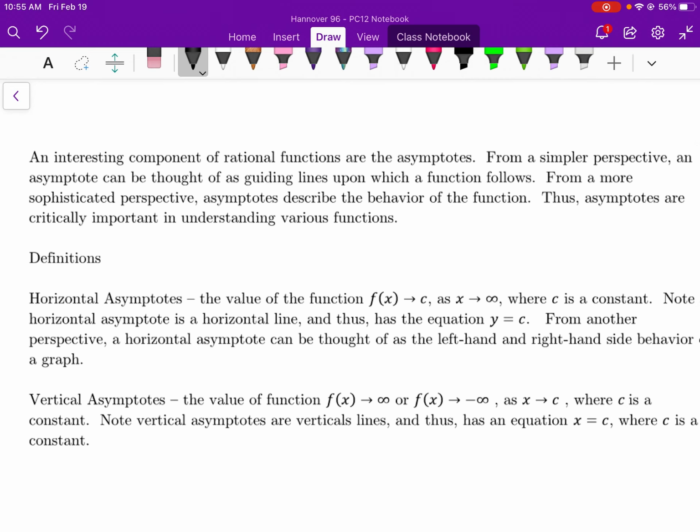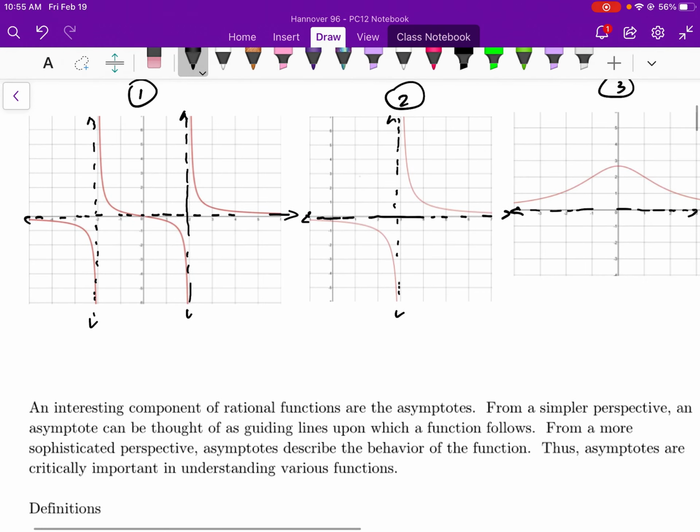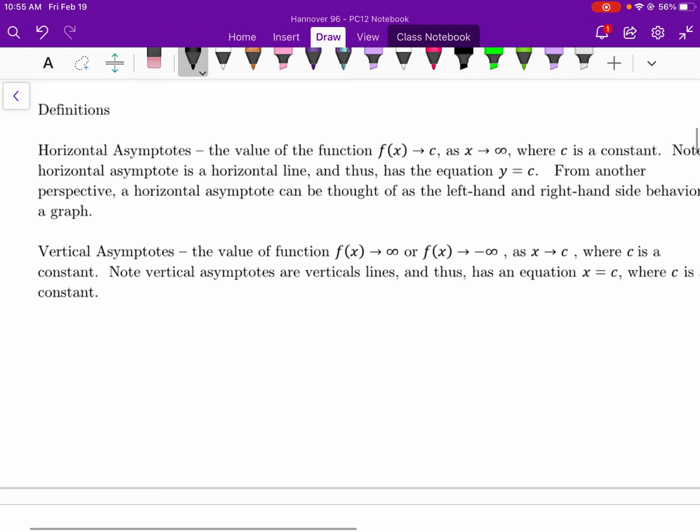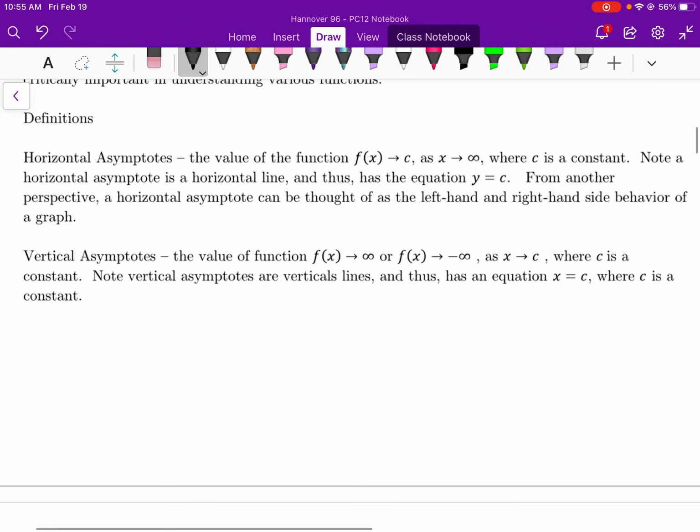An interesting component of rational functions are asymptotes. From a simpler perspective, an asymptote, what we've seen above, can be thought of as guidelines upon which a function follows. But looking at it from a different perspective, asymptotes describe the behavior of the function. So asymptotes describe the behavior of the function and are going to be incredibly important, because if you know the behavior of a function, likely you'll know where it will be.